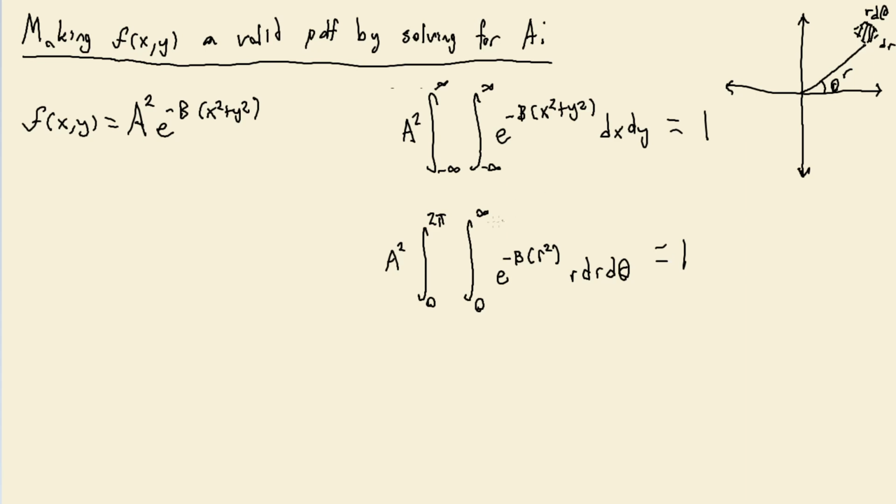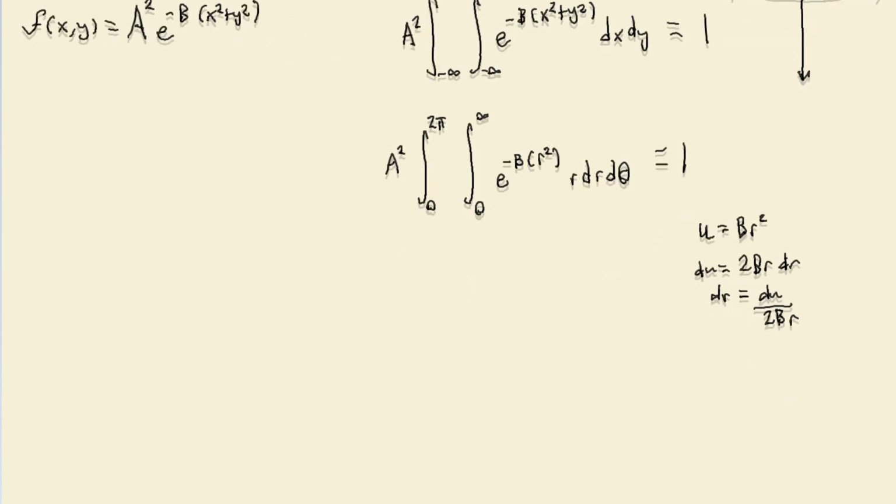And so, as we already said, we're going to use u substitution here. So I'm just going to say let u equal b r squared. Then we have du is going to equal 2b r dr. And thus dr will be du over 2b r. So when we make the substitution, this r is going to cancel. And this is why it's going to make the integral actually work out.